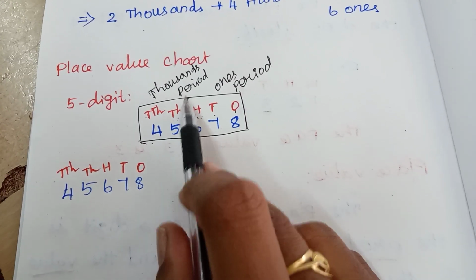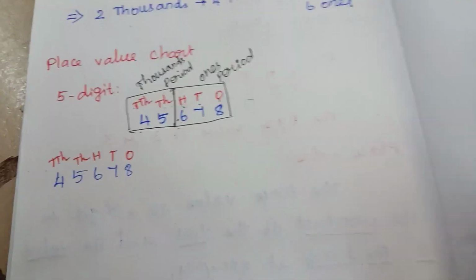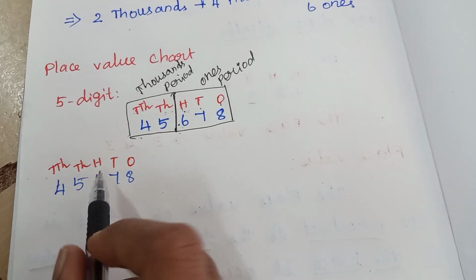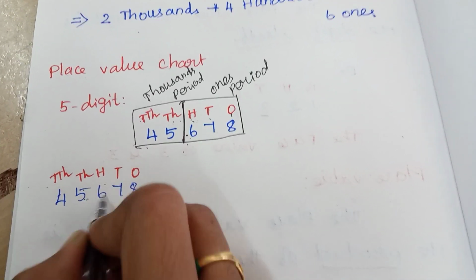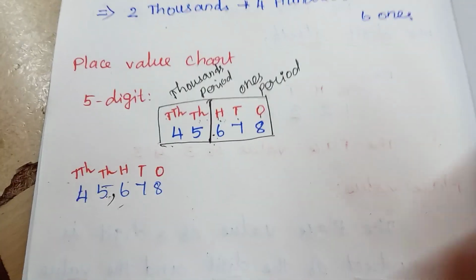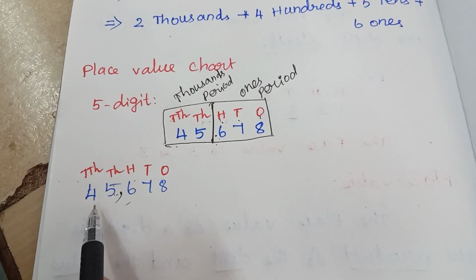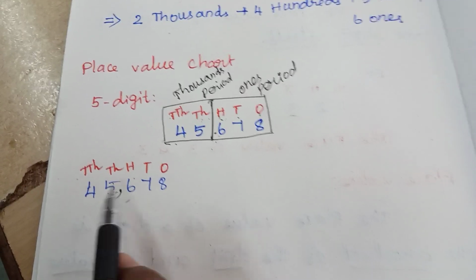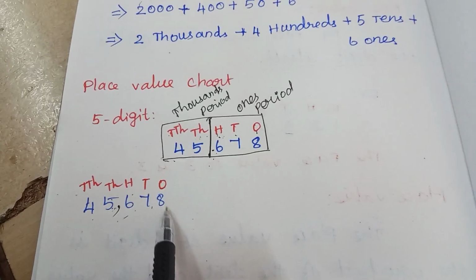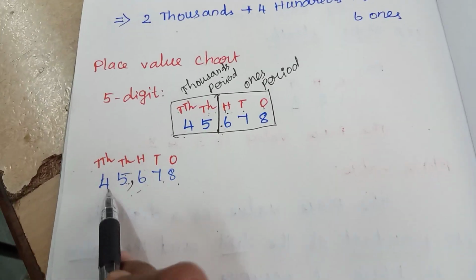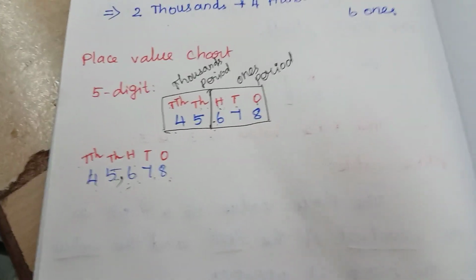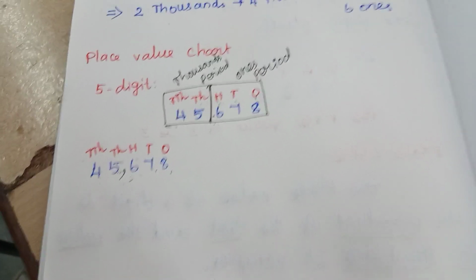Between 1000 and 100 we have to split the group. So here also we put the comma in between the 1000 and 100 places. Okay, now we have to read the 5-digit number. 45,678. How do we read that number? 45,678. Okay, this is the way to read the 5-digit number.